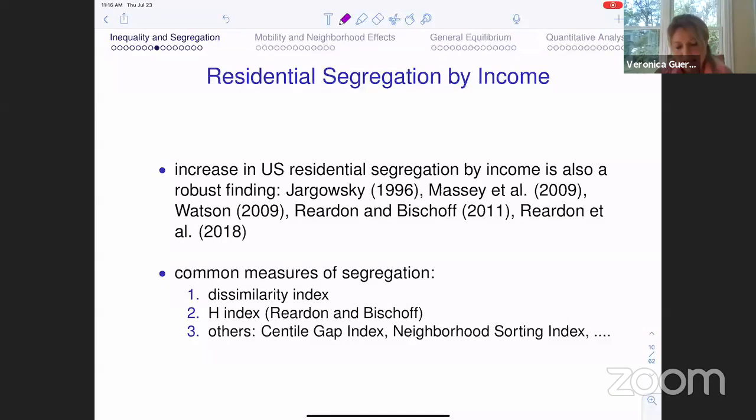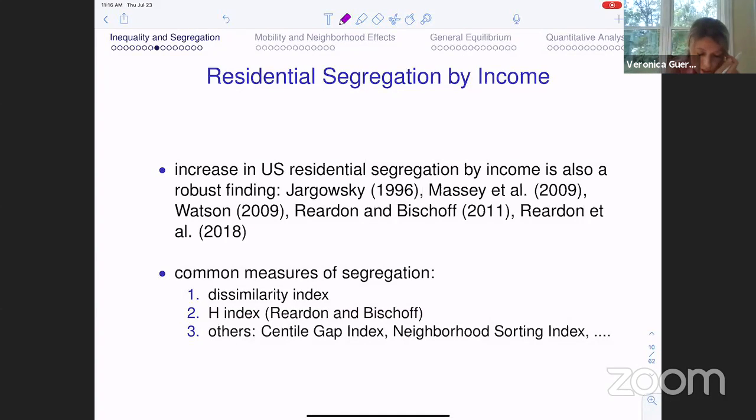Massey et al. in their paper in 2009 emphasized that the increase in racial segregation was more important before 1970, and after 1970, there has been an even larger increase in residential segregation by income. Still, there is racial segregation, but the speed of increase of residential segregation by income seems even larger. I'm going to focus on that in particular, but clearly there are connections with racial segregation. I think this is also an interesting topic for future research, but for today, let's focus on income. And of course, there are also relationships between them.